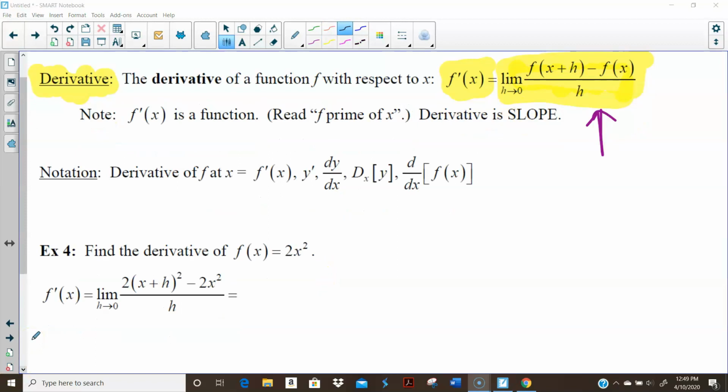Example 4, find the derivative of f of x equals 2x squared. So we're going to use our slope formula. So f prime of x is equal to the limit as h approaches 0. And then I have 2, here's the 2. In place of x, I'm going to put x plus h. So that gives me x plus h squared. And then subtract f of x. F of x is 2x squared. So, subtract f of x all over h. To simplify this, we'll do the limit as h approaches 0.